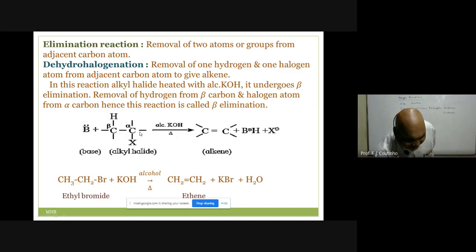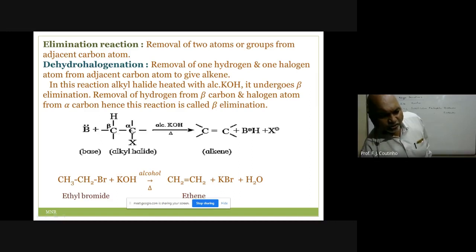In simple terms, this alpha carbon is known as the halogen carbon atom. Why? Because to this carbon, halogen is attached. And that's why we'll call this the halogen carbon atom. And next to this halogen carbon atom, there is one more carbon, which is the beta carbon atom. So there is an alpha carbon atom to which the halogen is attached, and there is a beta carbon atom.